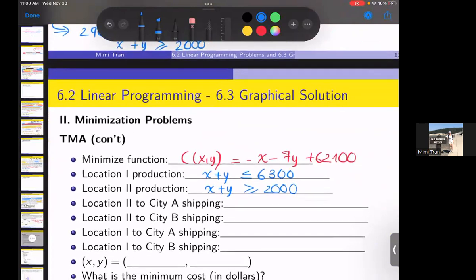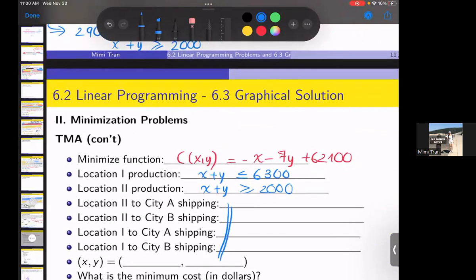Almost there. It's actually very easy. The last four is extremely easy. Let's do this one first.